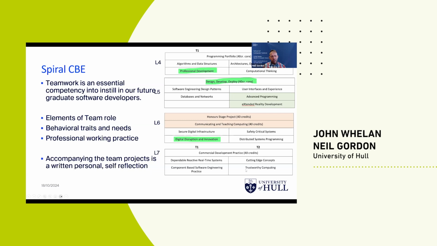So throughout the course, they meet it repeatedly. So that's that spiral concept. At any given level, they'll have met the ability to work in a team. And so we have that as a core thing throughout, which means we have to grade it, particularly grade levels 5, 6, and 7, where it counts towards the degree classification.